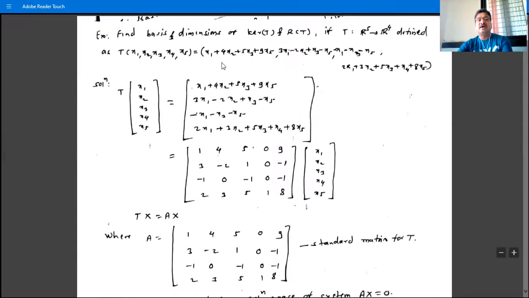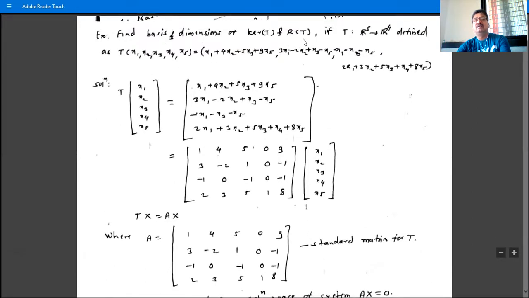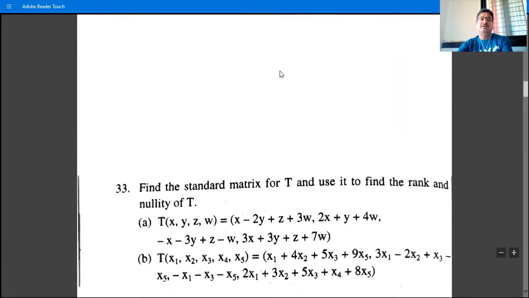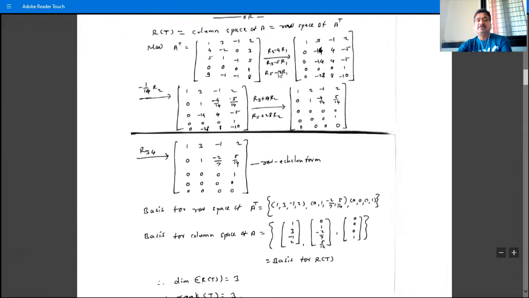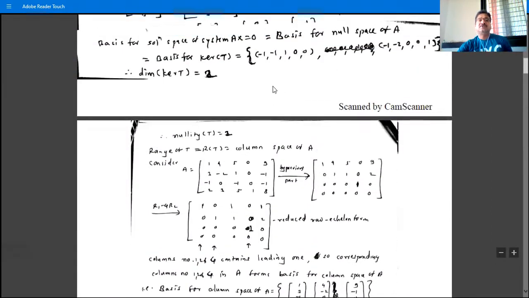So the question is what? Find the basis and dimension of the kernel of T and the range of T, and also find the rank of T and the nullity of T. So to find the rank of T and the nullity of T, we have to find the basis for the column space and the basis for the solution space of the system Ax equals 0.